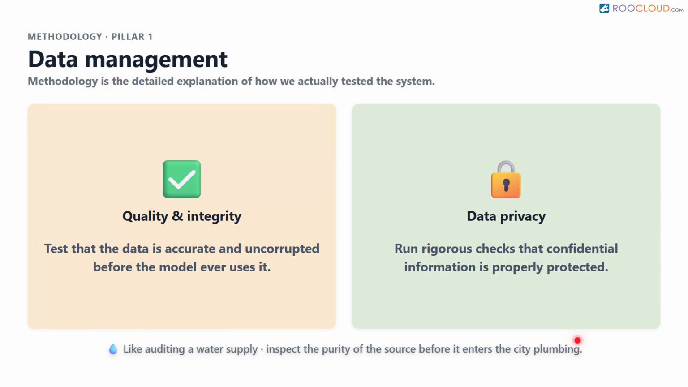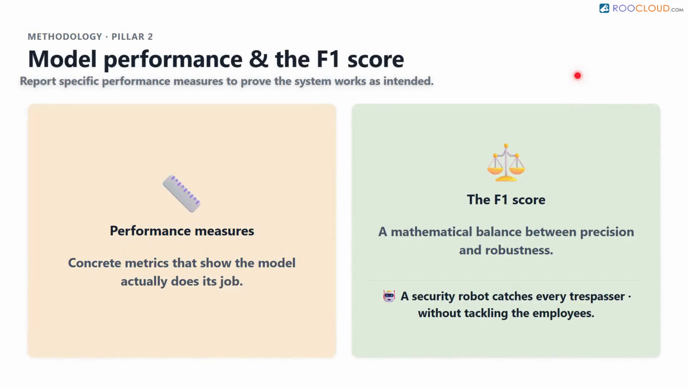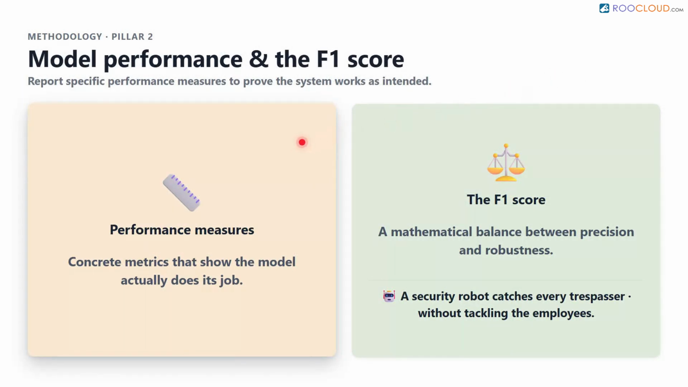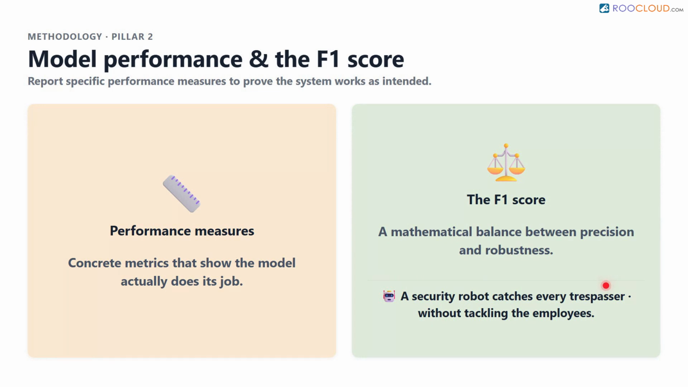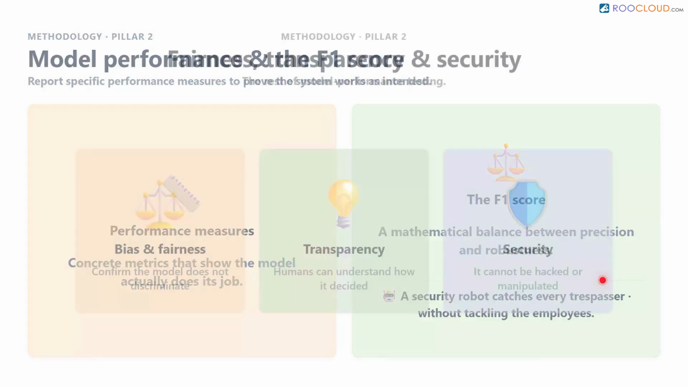Second is model performance testing. We must report on specific performance measures to prove the system works as intended. A key metric you must know is the F1 score. To explain the F1 score simply, it is a mathematical balance between precision and robustness. For example, if you build a security robot, you want it to catch every single trespasser without accidentally tackling the employees. The F1 score measures how well the model achieves that perfect balance without leaning too heavily in one direction.